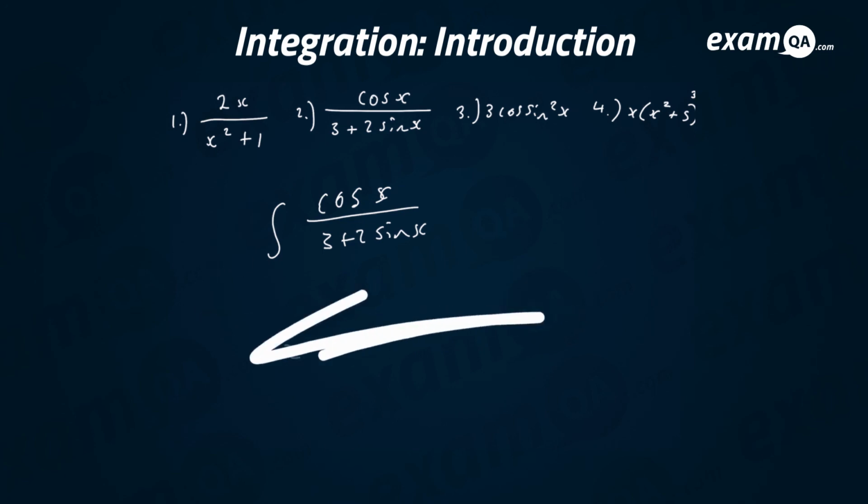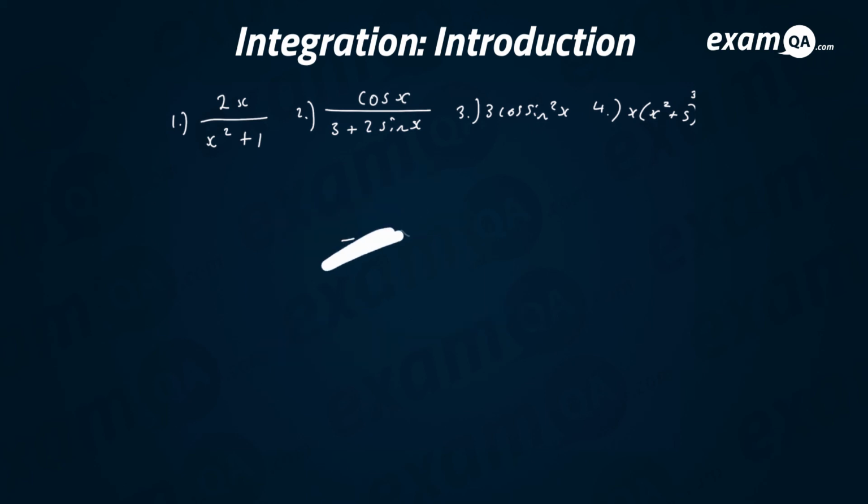Let's try one more question. Reverse chain rule. This is a good one. 3 cos x sine squared x. Now, just by looking at it, this is a very strange question. How are we supposed to integrate this?